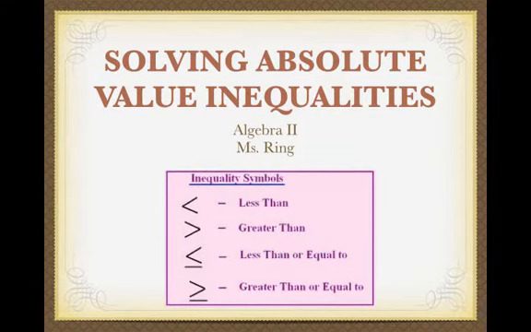Alright, so today we are going to be solving absolute value inequalities. And make sure you write these down. These are inequality symbols. The one that looks like a smushed L is a less than. The other direction is a greater than. If there's a line underneath it, that adds an equal to it. So that third one is a less than or equal to. Fourth one is greater than or equal to.